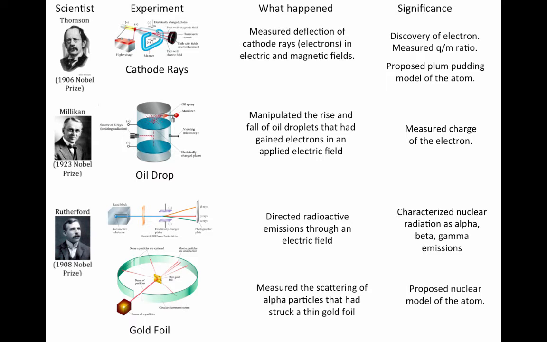Rutherford's second experiment we want to be familiar with is his gold foil experiment, in which he measured the scattering of alpha particles that had struck a thin gold foil, and it led to his proposed nuclear model of the atom. The intention here is not to look very deeply at all of these experiments, but instead to consider how they can show up on midterm exams.